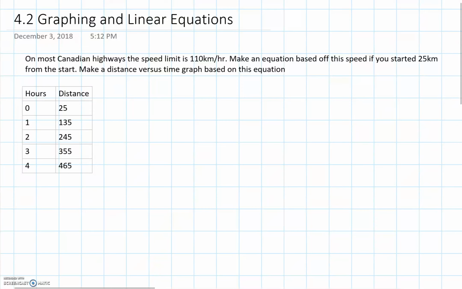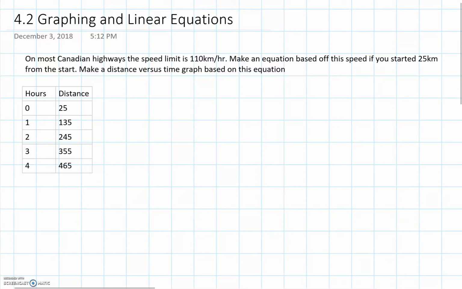On most Canadian highways, the speed limit is 110 kilometers per hour. Make an equation based off the speed if you started 25 kilometers from the start. Make a distance versus time graph based off this equation.